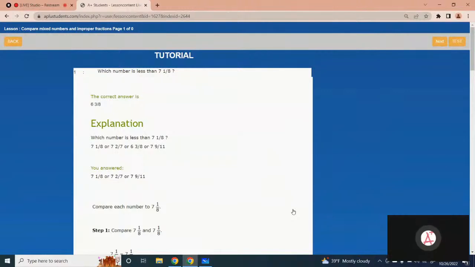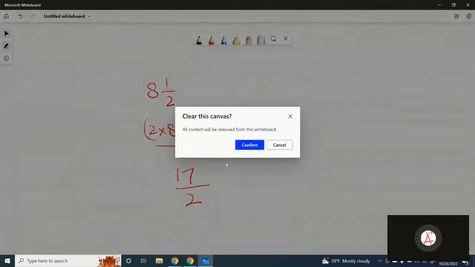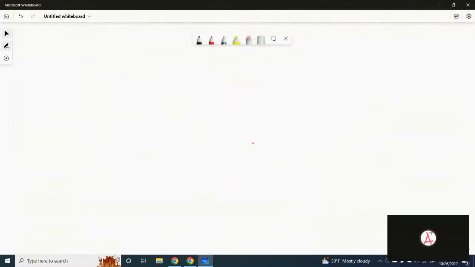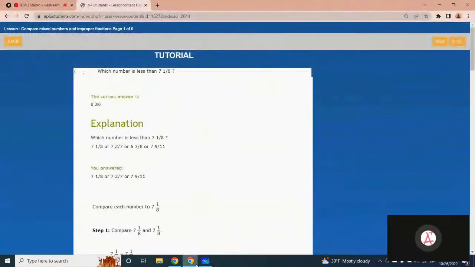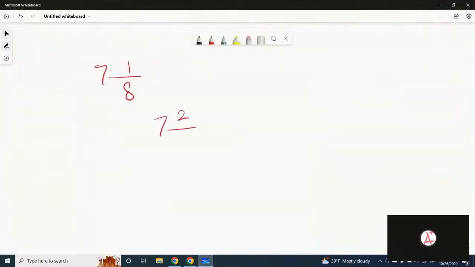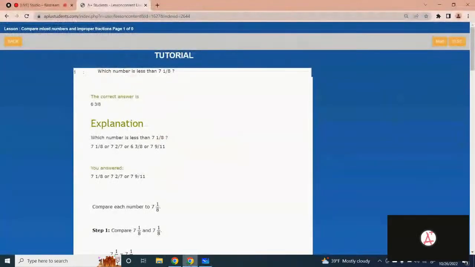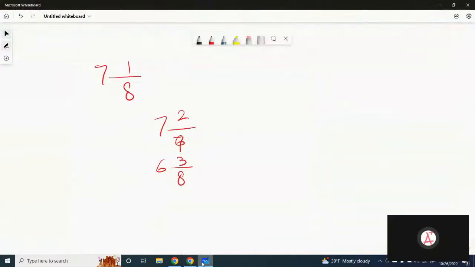Okay, which number is less than 7 whole 1 by 8? Let me write it down on the board. 7 whole 1 by 8, you have to compare the mixed numbers actually. Got it? 7 whole 1 by 8, and you have to compare them with 7 whole 2 by 7, 6 whole 3 by 8, and 7 whole 9 by 11.